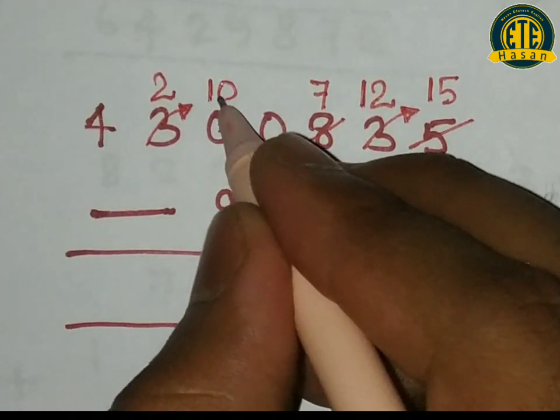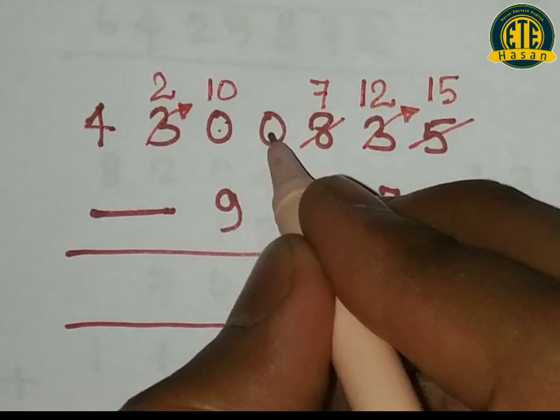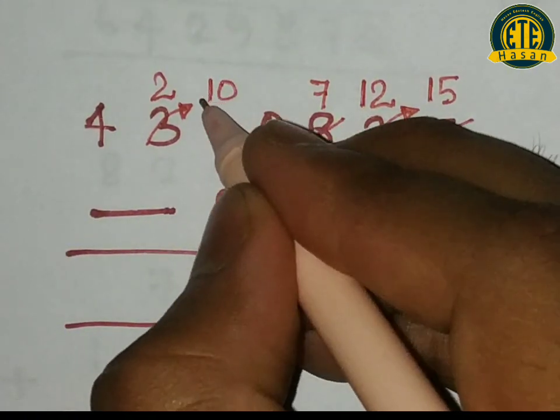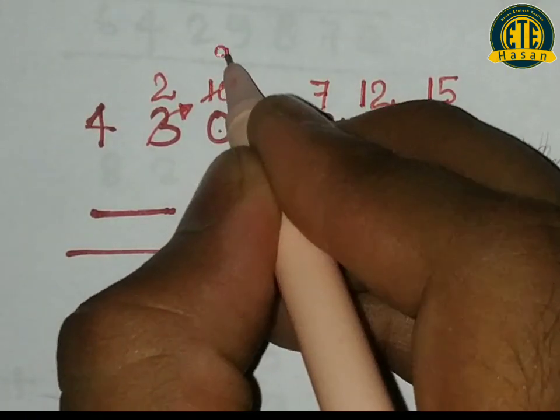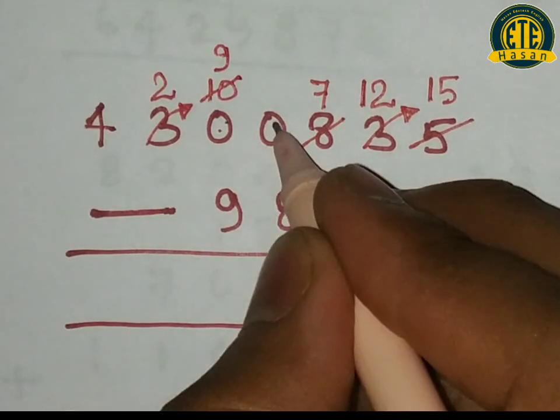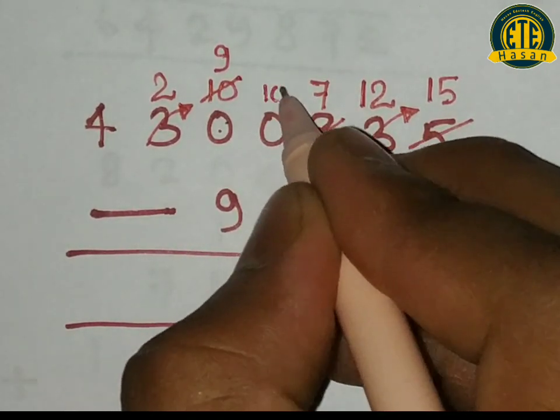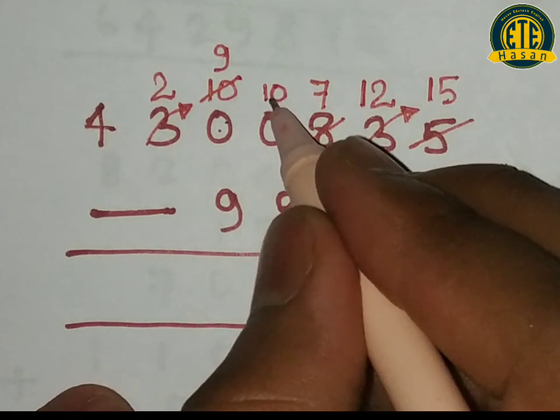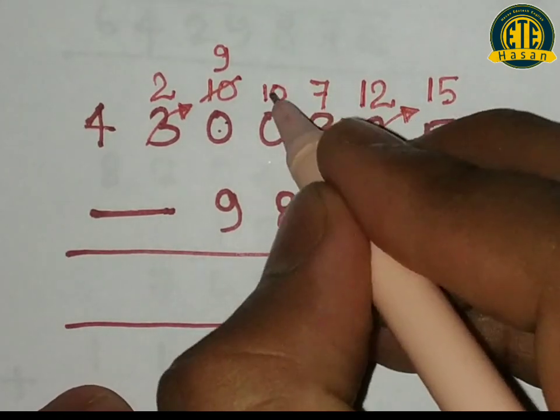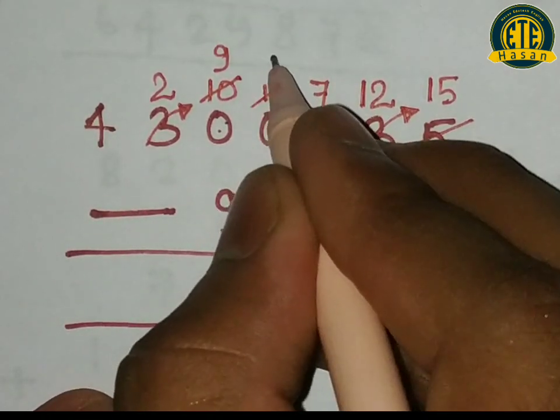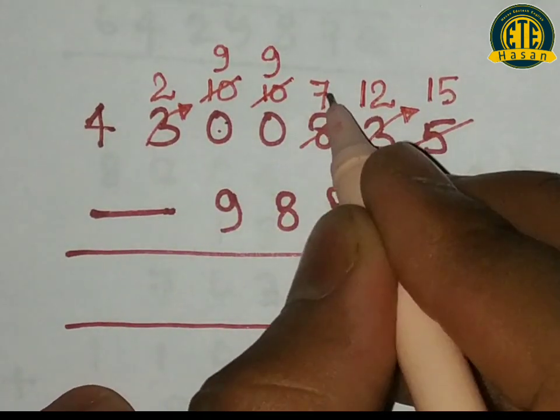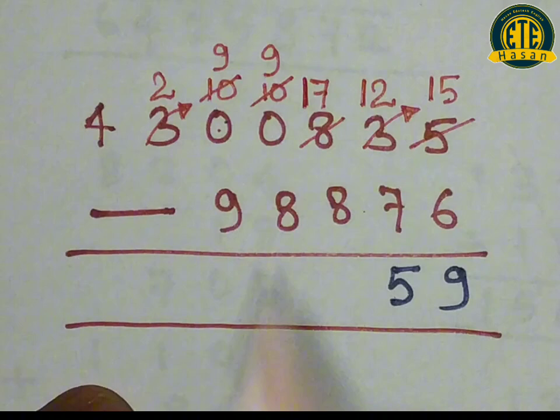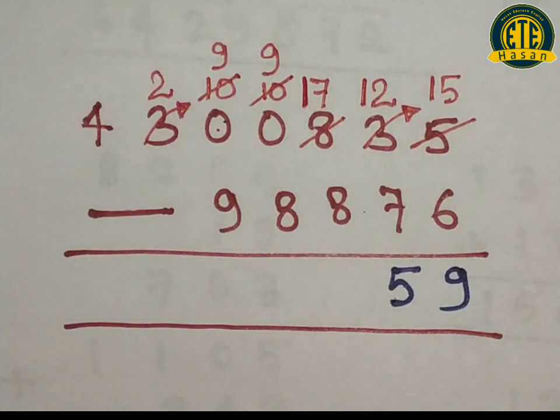Now this 10 will give 1 borrow to this 0, and then this 10 becomes 9 and this 0 becomes 10. Again this 10 will give a 1 borrow to 7, and the 10 becomes 9 again, and this 7 becomes 17. Just put 1 here. Can you see?